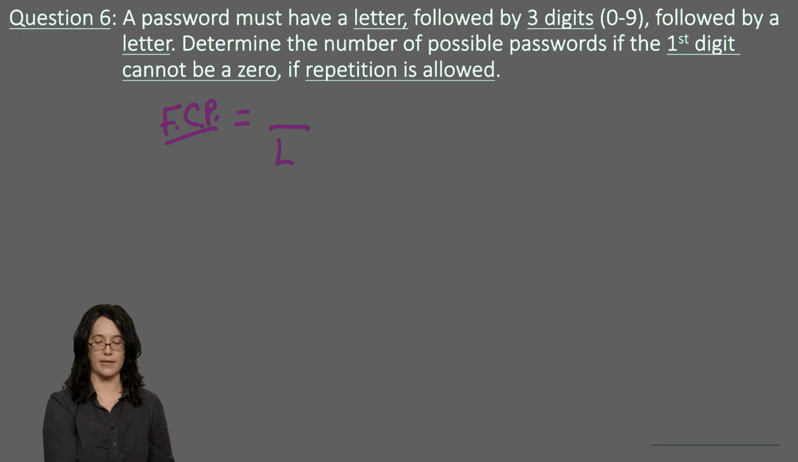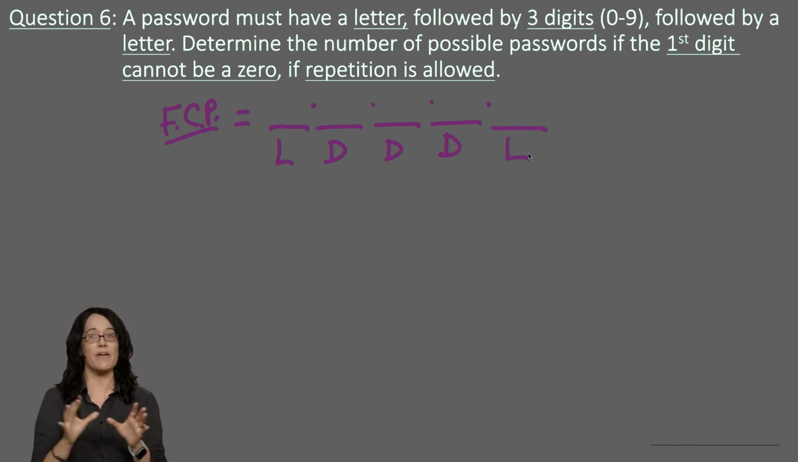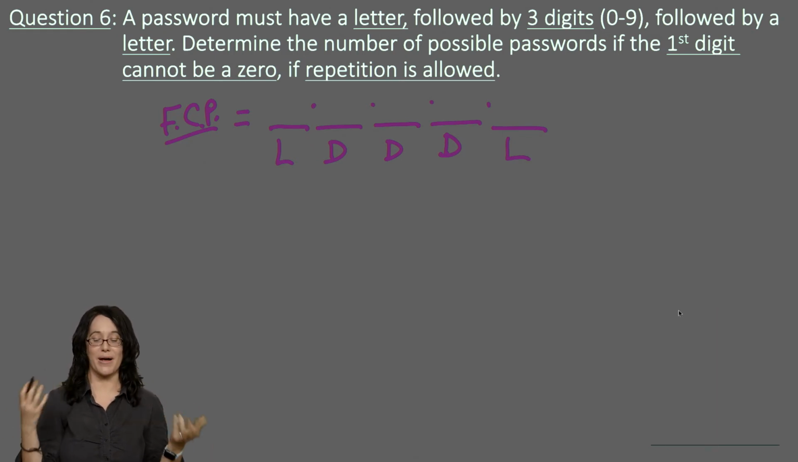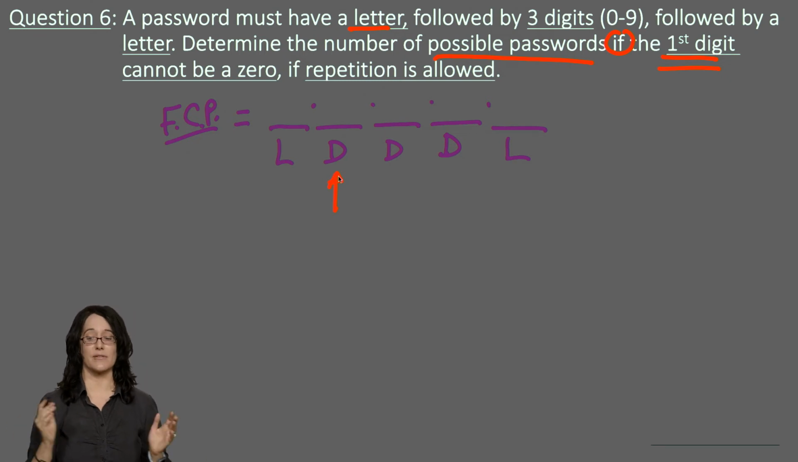So first you're choosing a letter, then you're choosing a digit, followed by another digit, followed by another digit, followed by a letter. Okay. Once you have that set up, that template, if you will, it's just a matter of inserting the correct numbers of possibilities for each selection. So here we notice that we're picking a letter here, and let's see if there's any further instructions. It says, determine the number of possible passwords if, so here comes a condition for us, the first digit, so that would be right here, the first digit, cannot be 0. So instead of 0 through 9, your choices are 1 through 9, right?